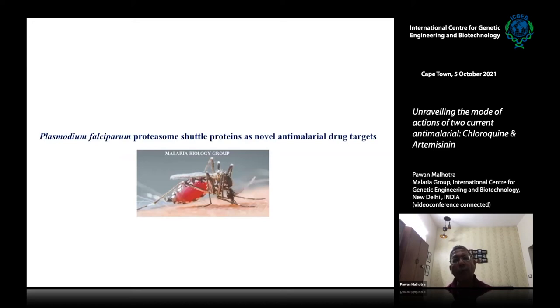Recently, about 2 to 3 years back, a Kenyan PhD student joined us, and he said, I want to work on proteasome shuttle proteins, though our lab was not working on this pathway. But he was quite insistent. Based on his previous work in the lab in Africa, he said that we think these drugs are also working on this pathway. So I said, go ahead, please.